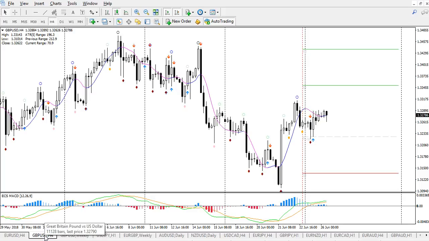Pound dollar is more or less the same. Well, it didn't have a higher high, but it could still be building an ABC correction. Overall, this is pretty corrective price action in this spot.